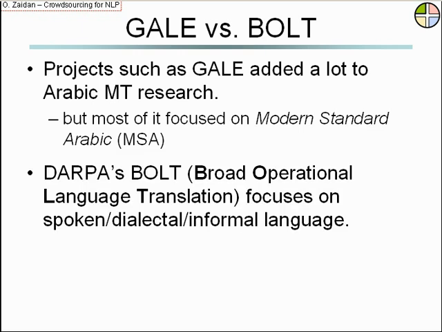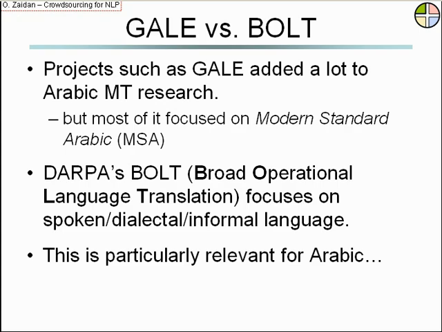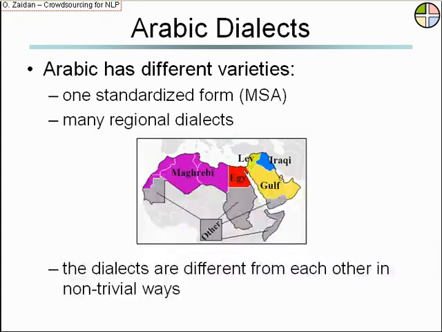On the other hand, DARPA's BOLT project is focusing on spoken, dialectal, and informal language, which is particularly relevant for Arabic, because Arabic has several dialects, which are regional variants of Arabic that I'm showing here superimposed on a map of Middle Eastern countries. So this map is showing one breakdown of Arabic dialects into 5 or 6 major groups. Now these different dialects differ from each other in non-trivial ways, and they differ from MSA as well in non-trivial ways.